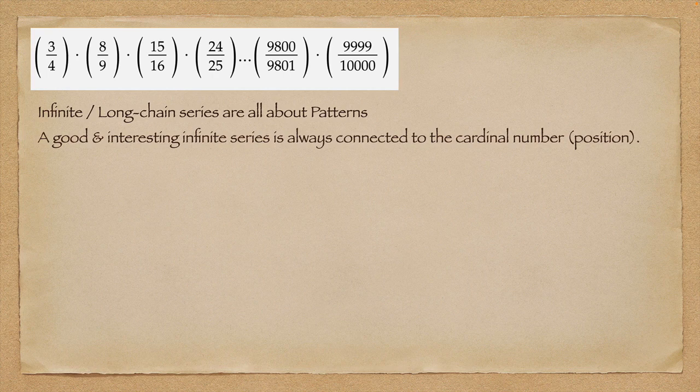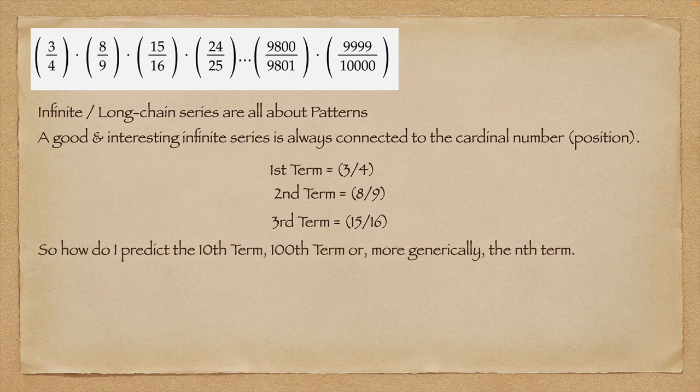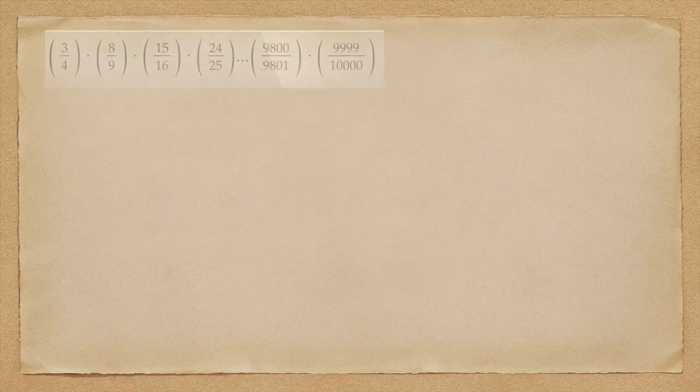A good and interesting infinite series is always connected to the cardinal number, right? So what is a cardinal number? The very first term is 3 by 4. The second term is 8 by 9. The third term is 15 by 16, and so on and so forth. So the cardinal number 3 is somehow connected to 15 and 16. If I had to predict the 10th term or the 100th term, or more generally the nth term, all of that can be done only if I can understand the relationship between the cardinal term and the value for that particular term. So let's see how we can go about it.